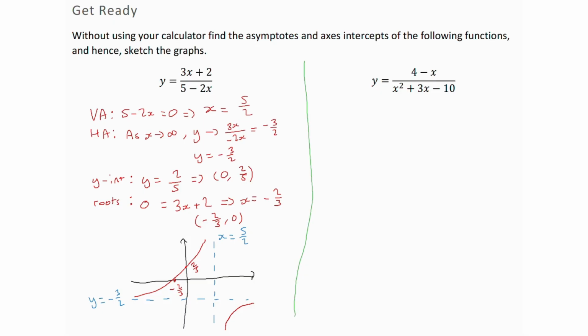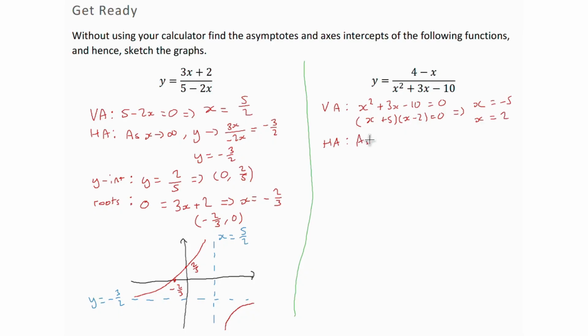Let's look at the second one. For this one, we'll do the same 4 things. First of all, the vertical asymptote. Vertical asymptotes are when the denominator is equal to 0. But this is a quadratic, so we're going to factorize this to get (x plus 5)(x minus 2) equals 0. So we've got 2 vertical asymptotes at x equals minus 5 and x equals 2.